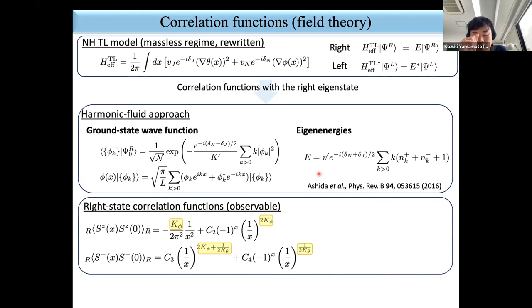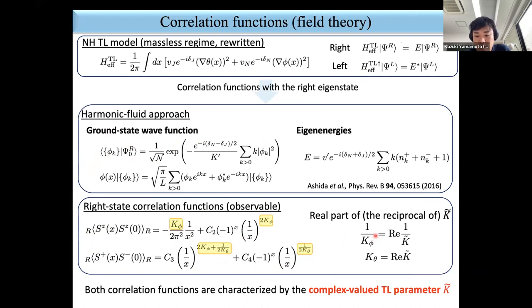Okay, now we can obtain the right state correlation functions by using this ground state wave function. And we can calculate in this way. Here, the coefficient becomes K phi of one type. And as the second type, another critical exponent K theta appears. But K phi and K theta are related to the complex valued Tomonaga-Luttinger parameter through the real part or the real part of the reciprocal of K tilde. So we conclude that both correlation functions of right state type and bi-orthogonal types are characterized by the complex valued Tomonaga-Luttinger parameter.